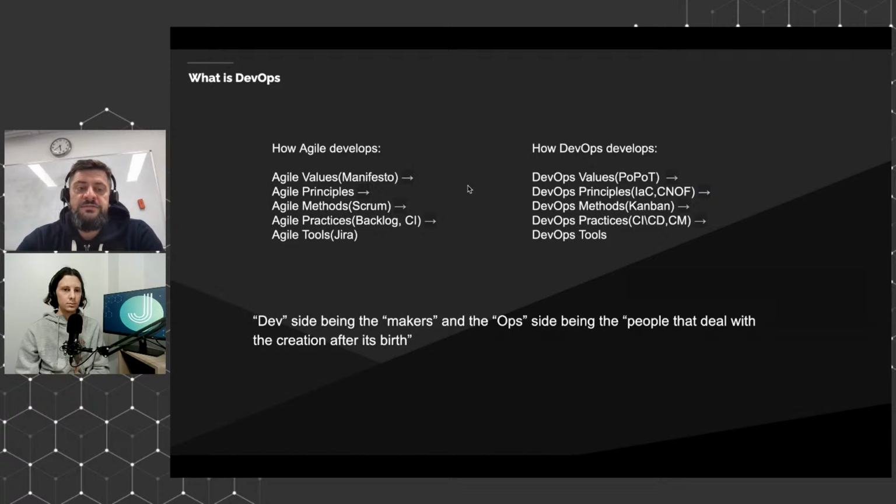And at the end, when we define our values, practices, and principles, we can create some tools for this. And in fact, we have a lot of tools for DevOps, a huge number.